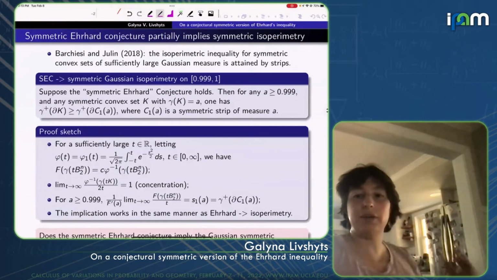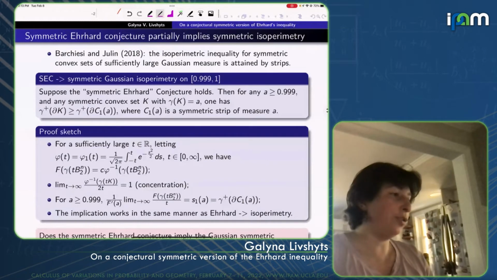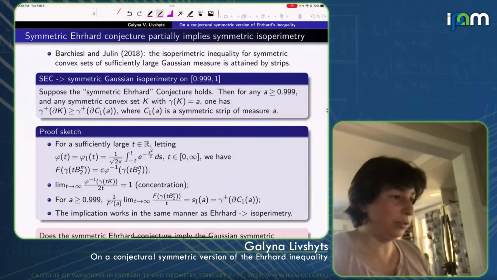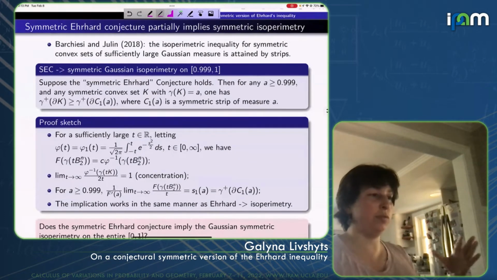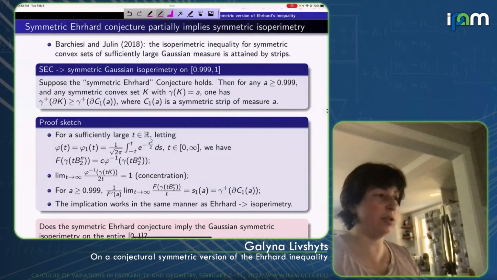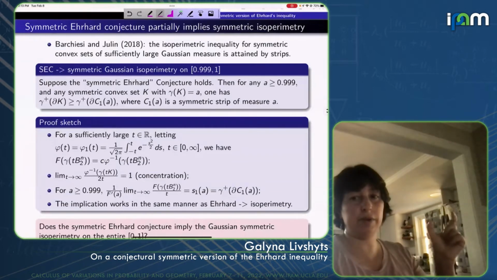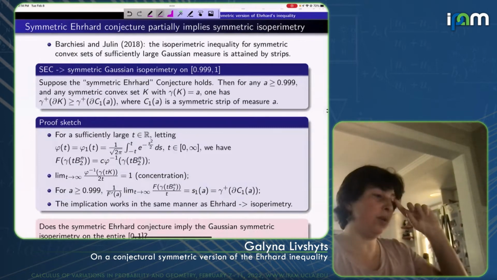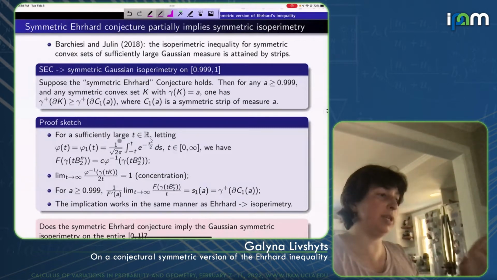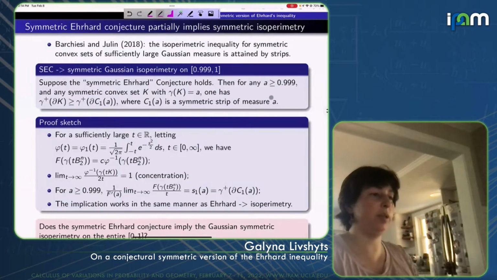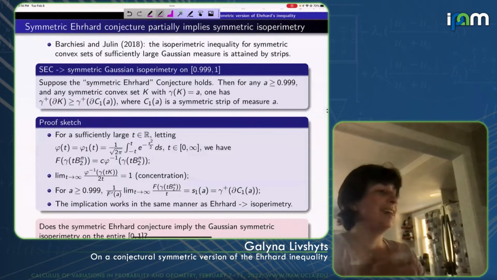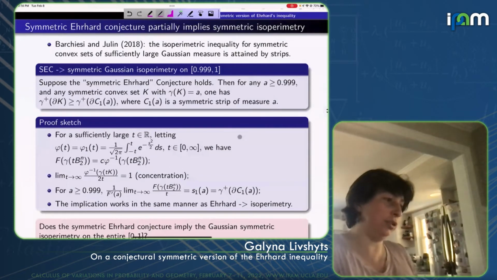So how does this question relate to other questions? Unfortunately, I can't say that it relates a lot. One thing that one can say, at least, is that if this conjecture was true, then it would give the result of Bobkov-Jullien (Borchesi-Julien in the transcript), which is the symmetric Gaussian isoperimetry, on a very small interval close to 1. So one would be able to show that for sets of large measures, the strip is indeed the isoperimetric minimizer. It's not super exciting because we don't know if this conjecture holds, and we do know that the result is true, but still it's somewhat reassuring.